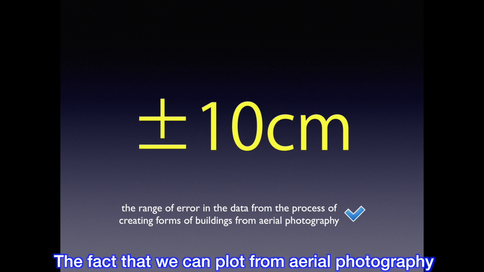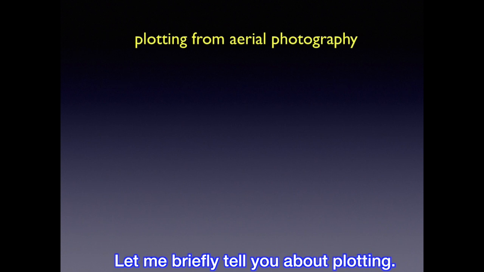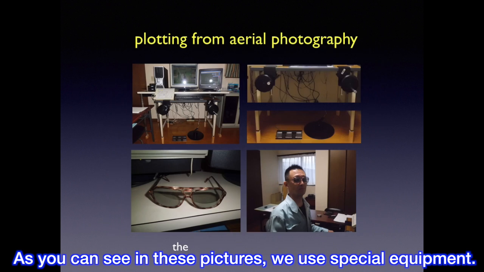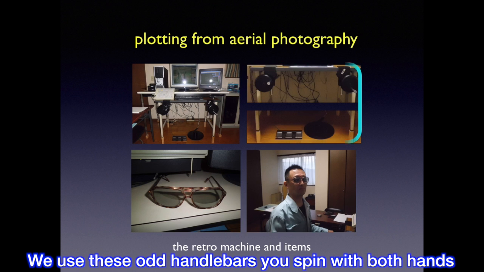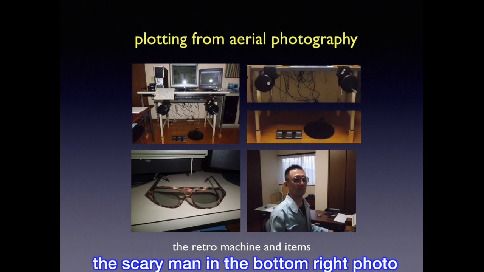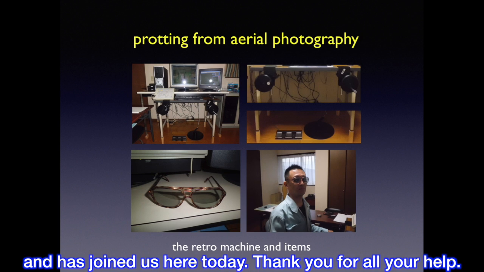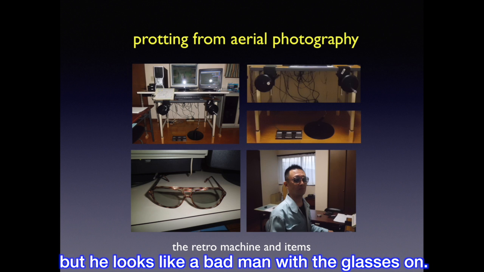The fact that we can plot from aerial photography at this accuracy is incredible. Let me briefly tell you about plotting. As you can see in these pictures, we use special equipment. We use these odd handlers you spin with both hands and these stereoscopic vision glasses. The scary man in the bottom right photo is Mr. Nishino from SASTEC and has joined us here today. Thank you for all your help. Actually, he is not scary at all, but he looks like a bad man with the glasses on.